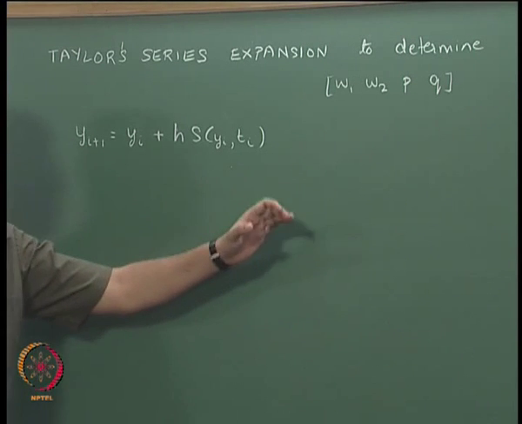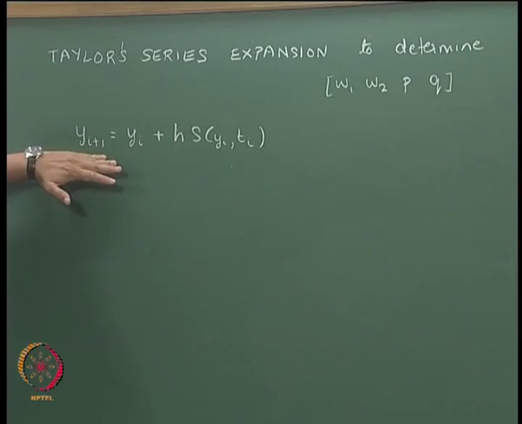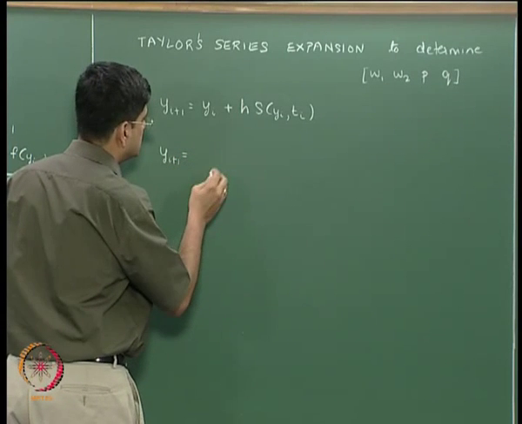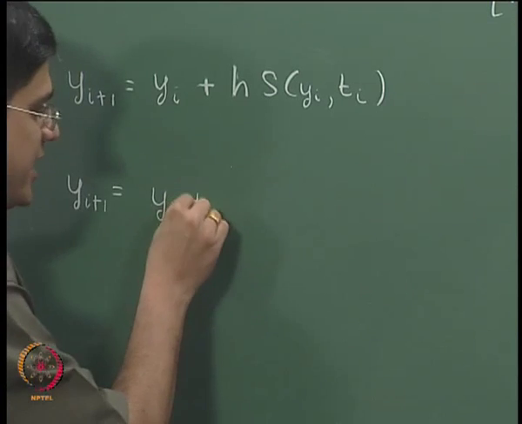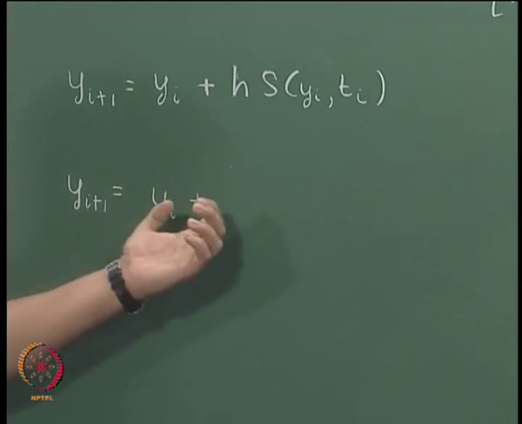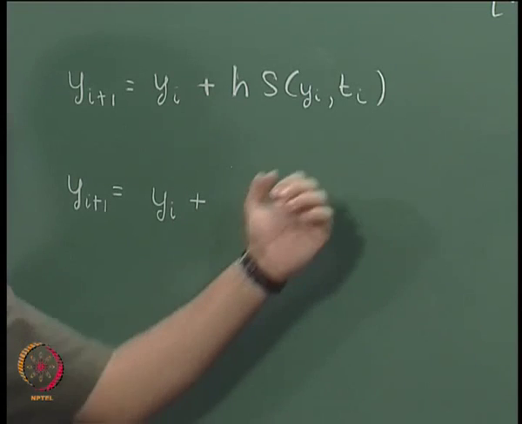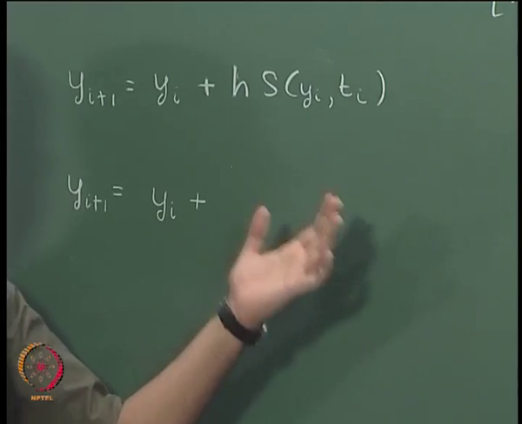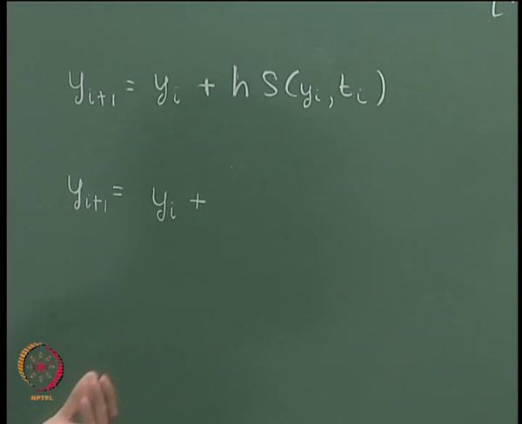So, one obvious thing that we are going to do is get a Taylor series expansion for yi plus 1 around the value at yi. So, yi plus 1 is going to be equal to yi plus delta multiplied by dyi by dt plus delta squared multiplied by d squared y by dt squared, and so on and so forth. What is the delta? The delta is nothing but our h.